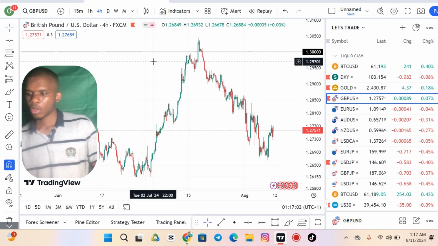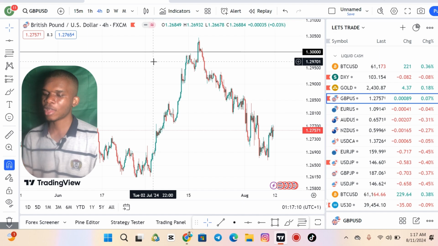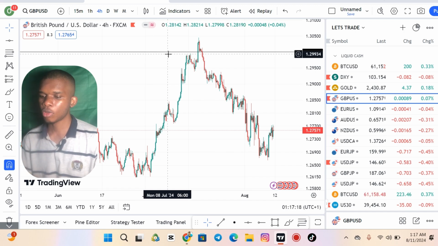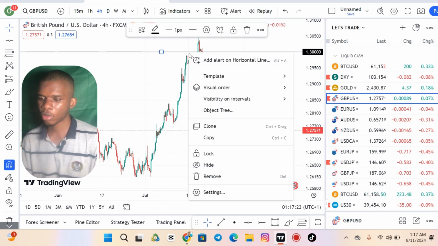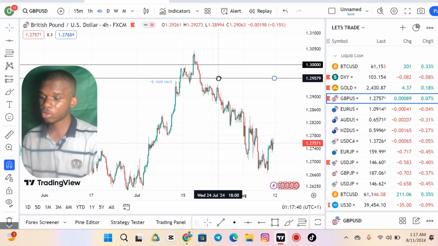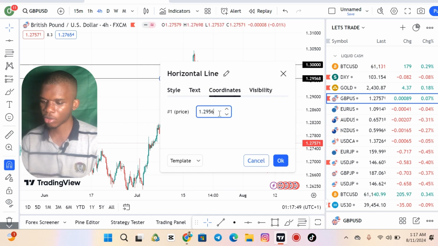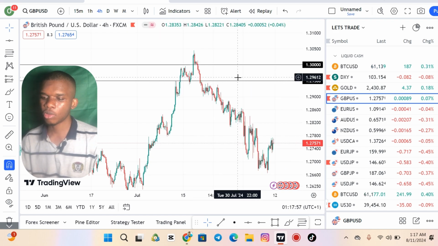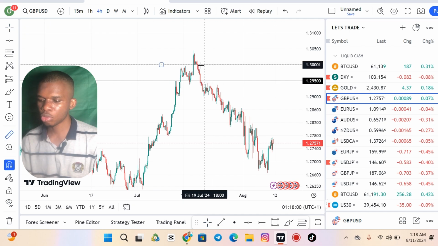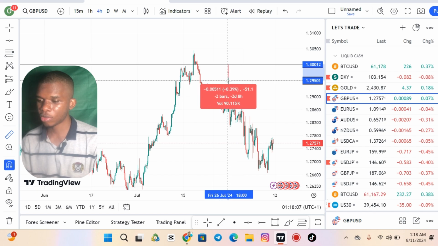Okay, so first one accomplished. What I'm going to do now is clone these lines and give them a 50 pips distance. So I'm going to clone this and put it somewhere. Since this is 1.3000, I'm going to look for 1.2950. That is our next coordinate. After putting it, you have to bring your measure tool to check if it's actually 50 pips away. As you can see, it's 50 pips away.